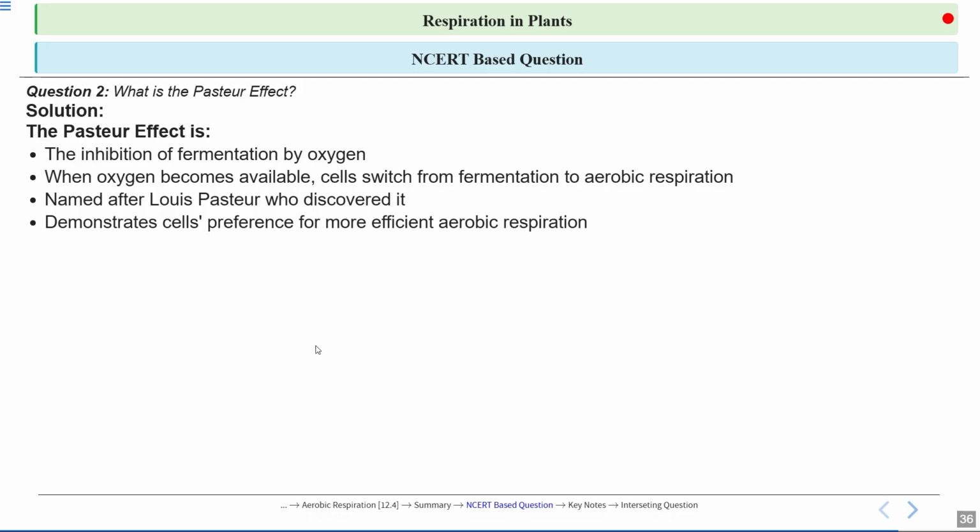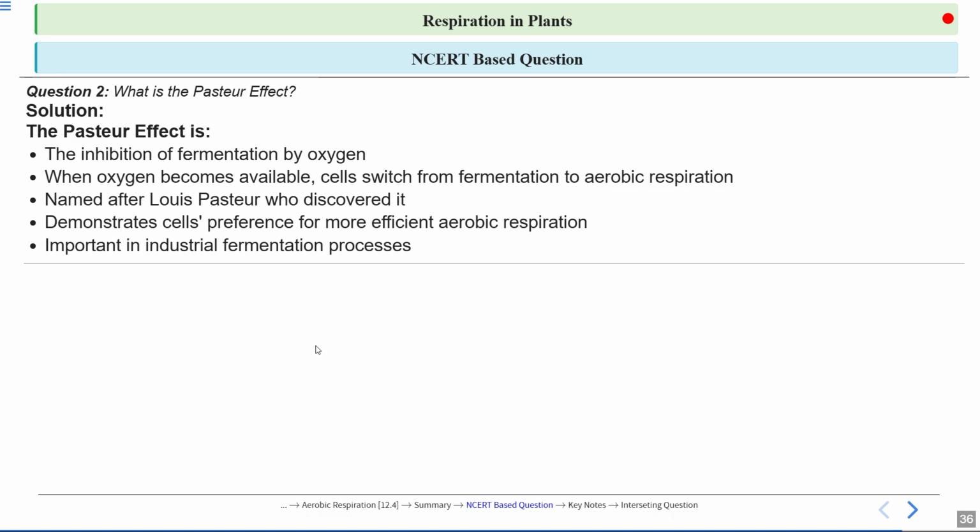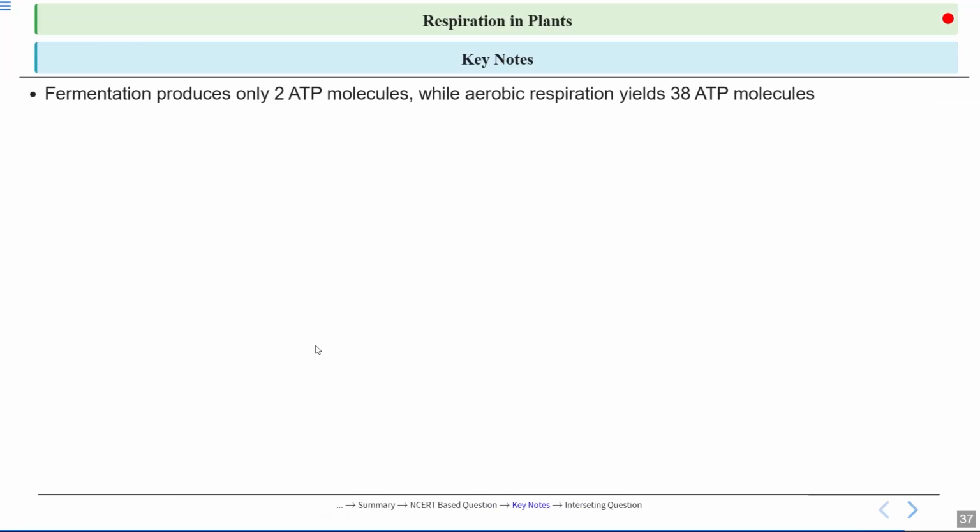It demonstrates the cell's preference for more efficient aerobic respiration. This process is important in industrial fermentation processes. Now let us look at some important points. First, fermentation produces only 2 ATP molecules, whereas aerobic respiration yields 38 ATP molecules. We also studied the TCA cycle, which occurs in the mitochondrial matrix, and it is called the hub of metabolism.